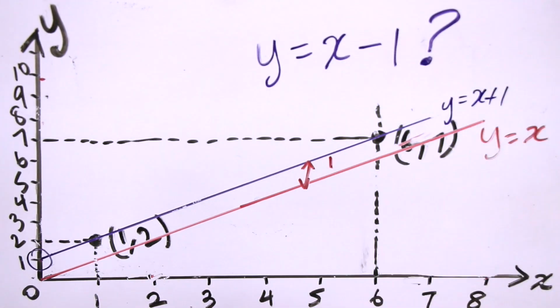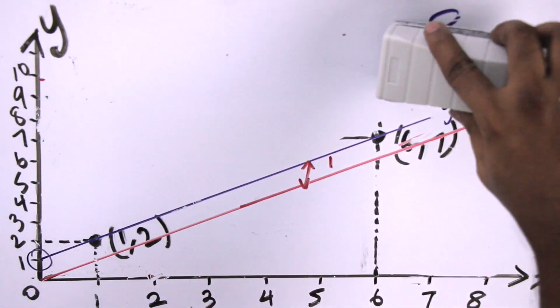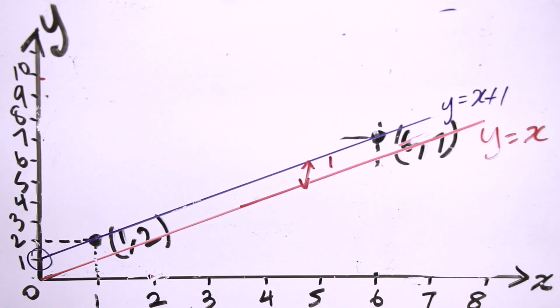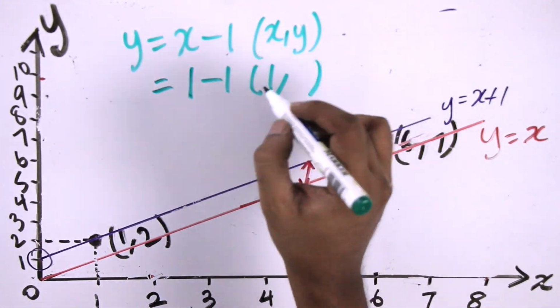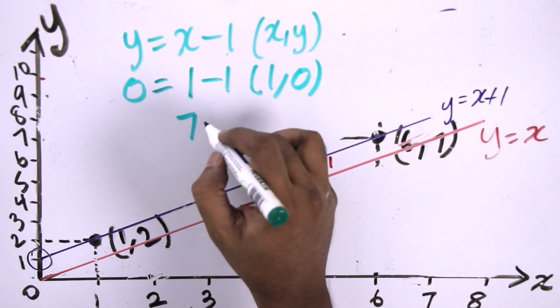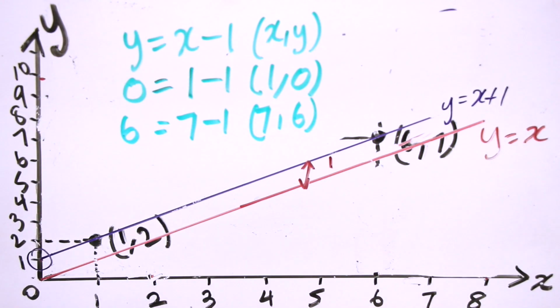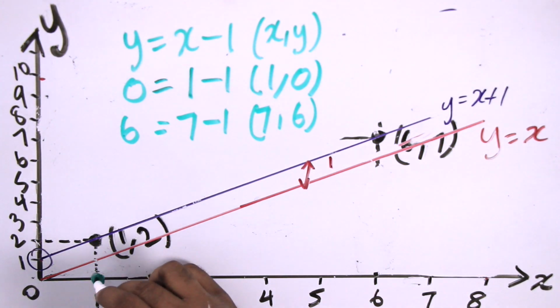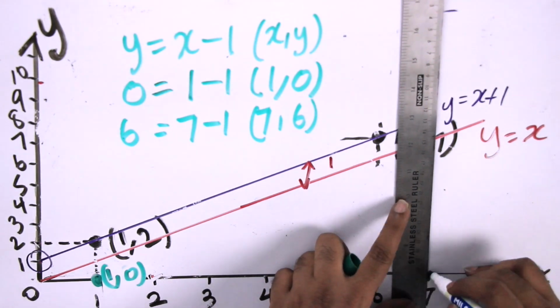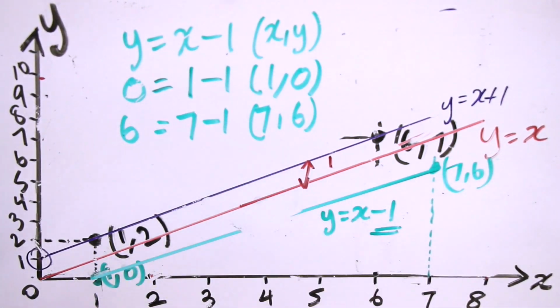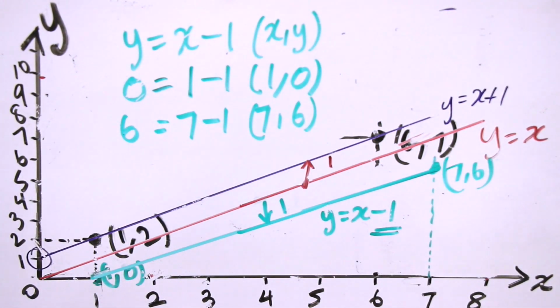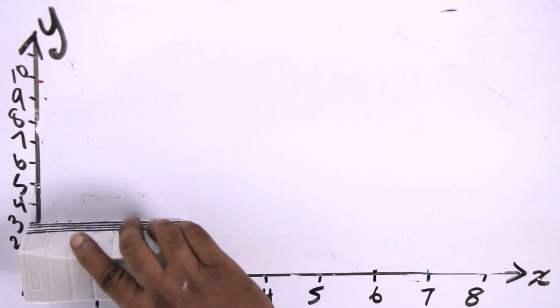Let's see if we could draw the line y is equal to x minus 1. To draw the line y is equal to x minus 1, all we need are 2 points. So let's choose x to be 1, so 1 minus 1 is 0. And let's choose our other x value to be 7, therefore 7 minus 1 is 6. And so we have 2 points, (1, 0) and (7, 6). Now, with those 2 points, we can draw our line y is equal to x minus 1 and see how it compares to the other lines.